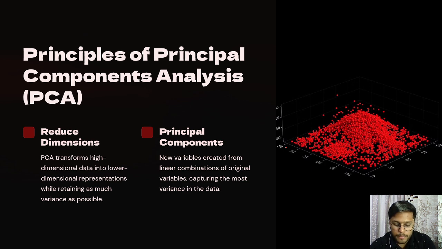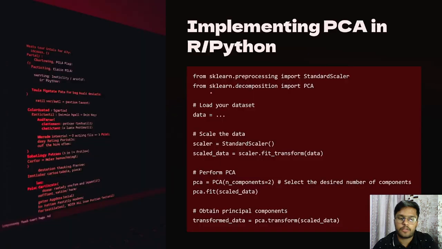The principal components are the new axes or directions that capture the maximum variance in the data. The first principal component captures the most variance, the second captures the next most, and so on. Dimensionality reduction is done by selecting the top principal components, those with the highest variance, keeping the dimensions in the data without losing significant information.